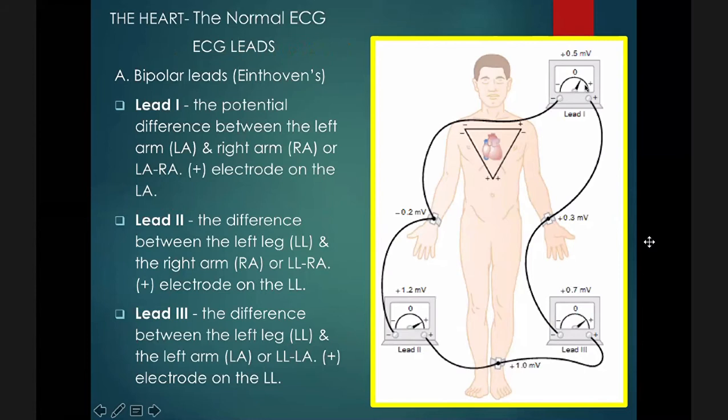So that's what we discussed earlier. The same thing is done in lead 2. It's between the right arm and the left leg, so the positive electrode is on the left leg. And lead 3 is between the left arm and the left leg, and the positive electrode is on the left leg.